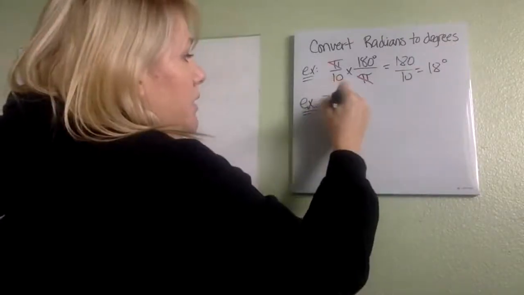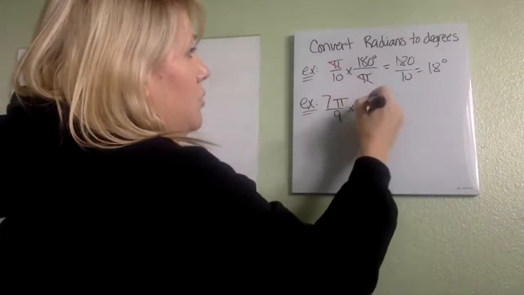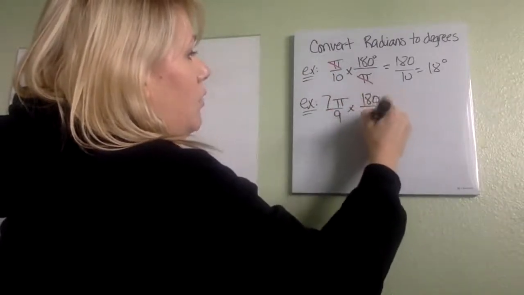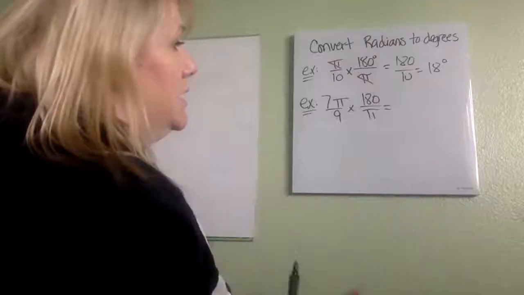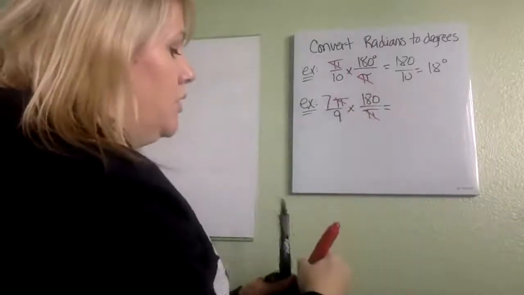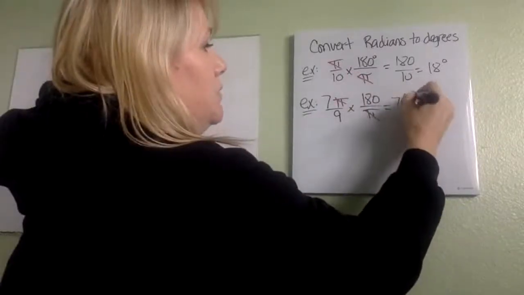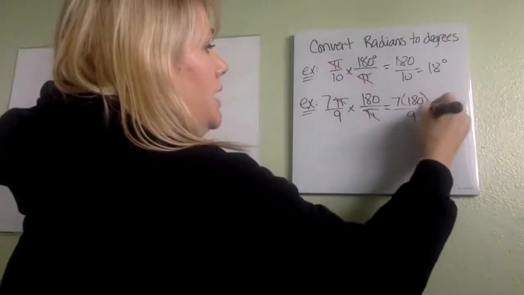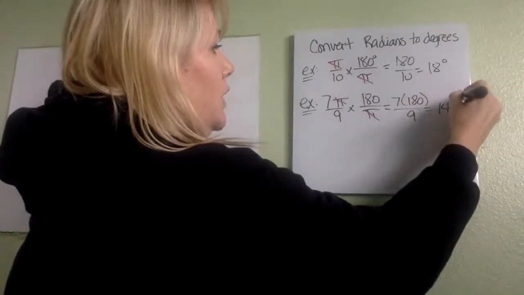So what about 7 pi over 9? Again, we're going to multiply by 180 over pi. And again, the pi's cancel, right? So then you have a calculation of 7 times 180 divided by 9, and you get 140.